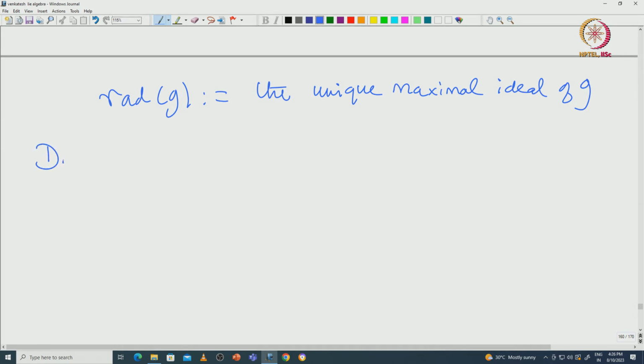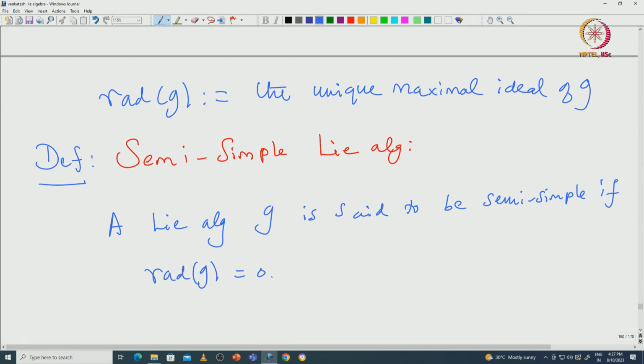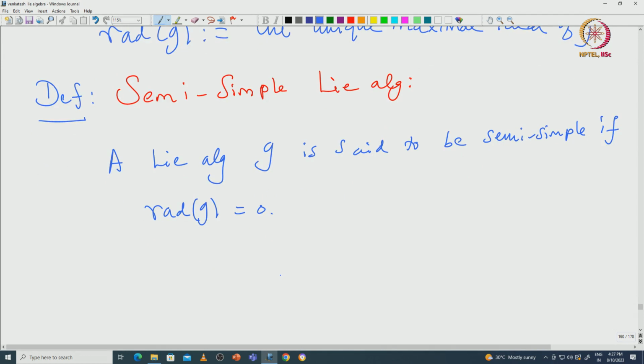Okay. So, now we are ready to define what is called a semi-simple Lie algebra. So, here is a very important definition. What are semi-simple Lie algebras? A Lie algebra G is said to be semi-simple if the radical of G is 0. Okay. So, let us see some examples.